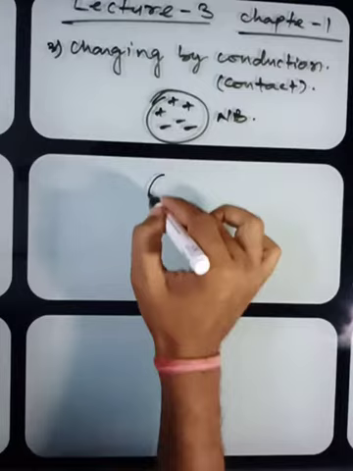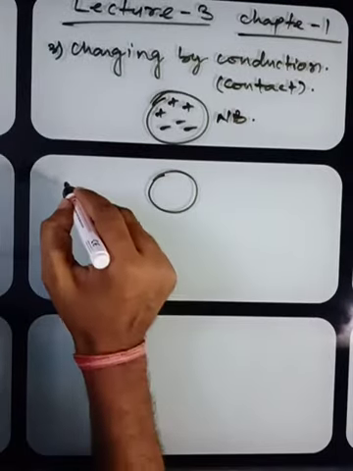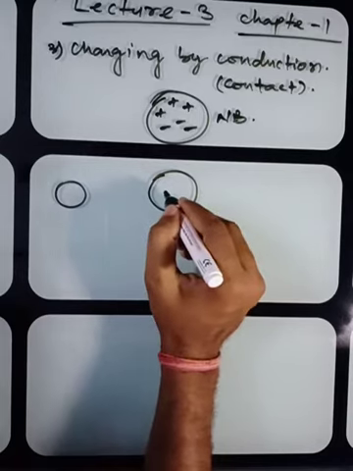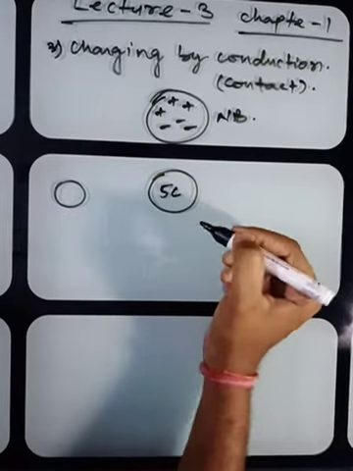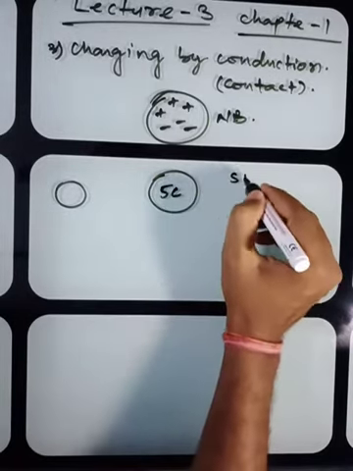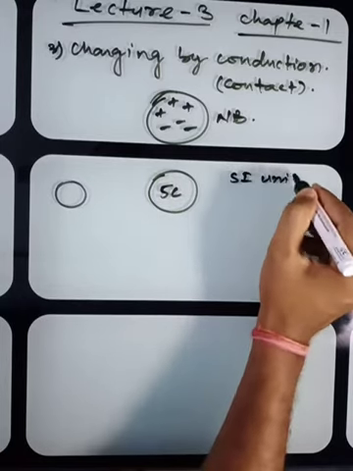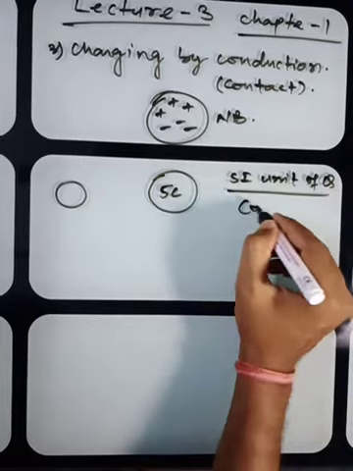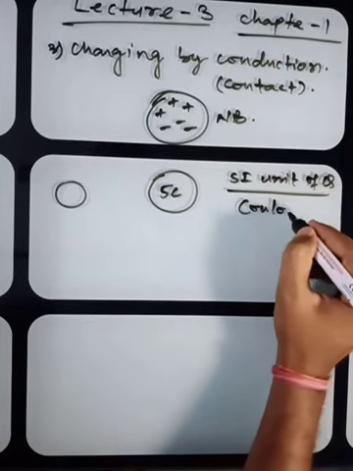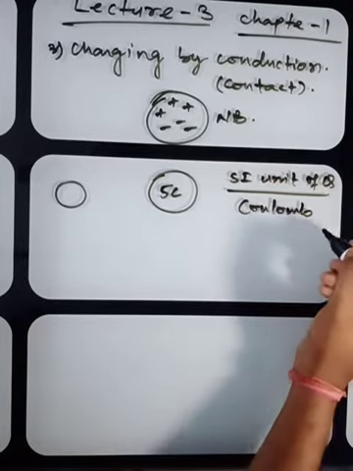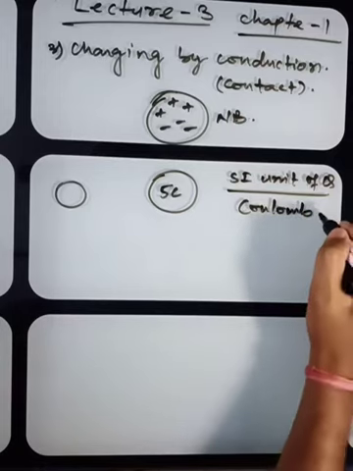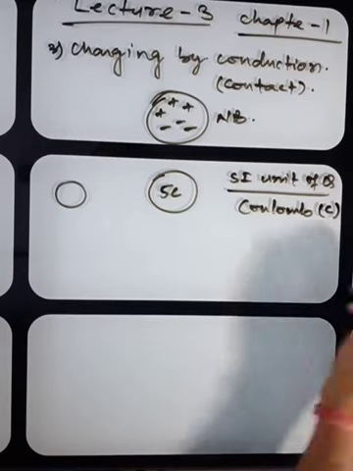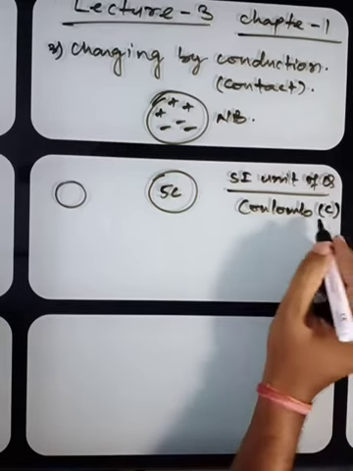Now, you have this neutral body and another body. Suppose the charge is 5 coulomb. This coulomb is the SI unit of charge. In short, we write it with a capital letter C. Actually, this coulomb is a very big unit of charge.